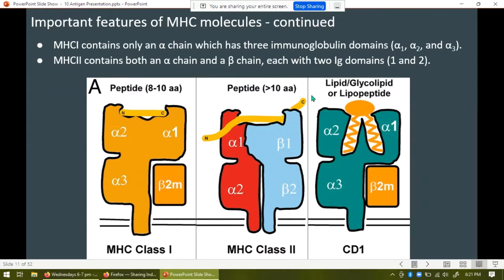Okay. And then, of course, there's CD1, which we'll talk about later on in this slideshow. And CD1 has only 1 polypeptide chain, and it has beta-2 microglobulin, just like MHC1. But it actually binds to lipids and presents those on the cell surface. So more on that later.